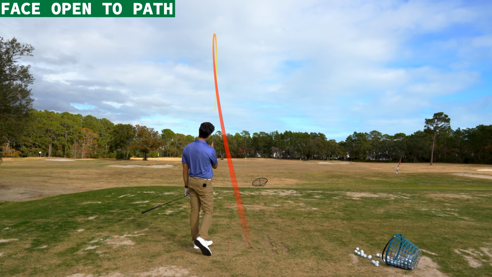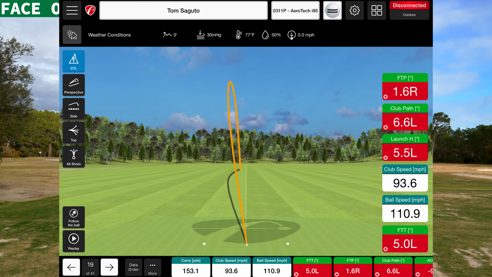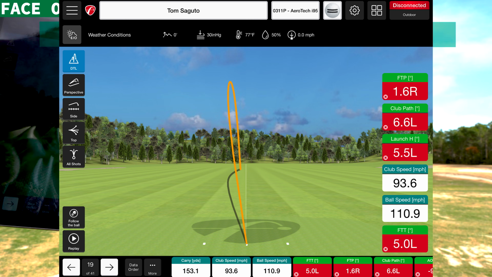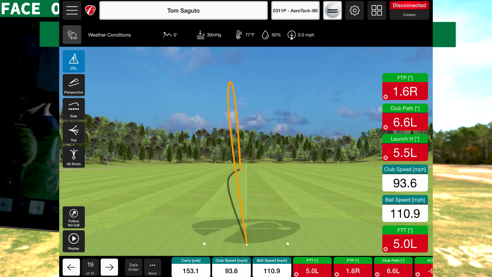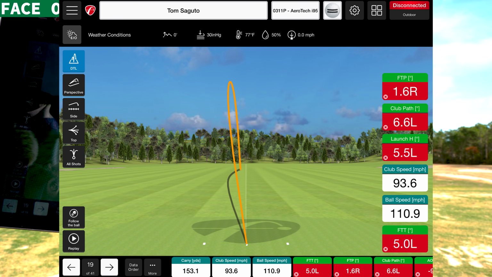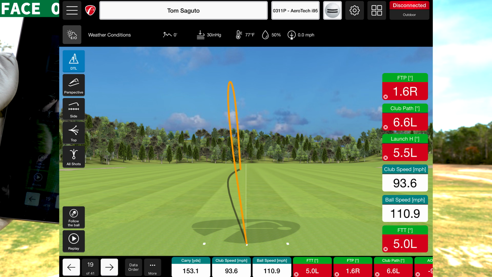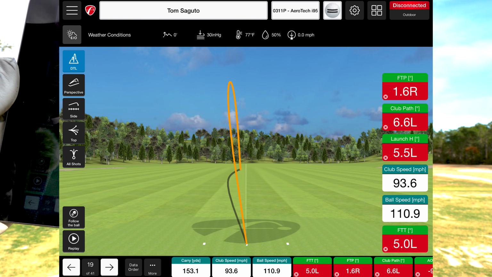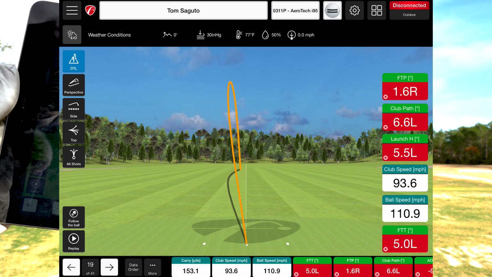That face is open to the path to cause the fade. The path is across the ball. So you see right here, face to path, 1.6 degrees right, it's going to fade. Even though my club path was 6.6 degrees to the left, I'm swinging a lot across it, the face is 5 degrees left. So the path is greater than the face number. The path itself is more left than the face. It's going to impart rightward spin on the ball.